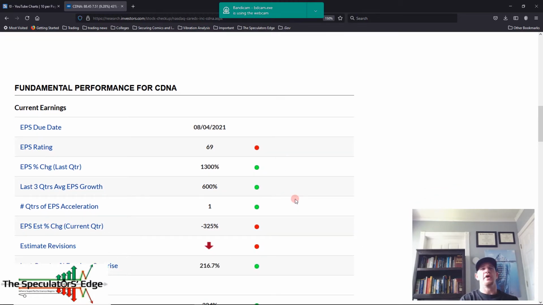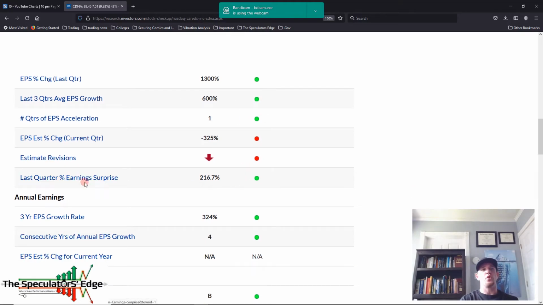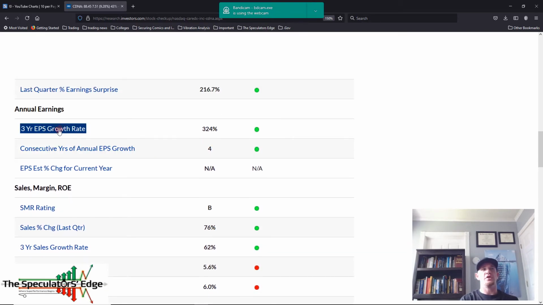Okay, the fundamentals of this stock are actually really good. The earnings per share percent change last quarter was 1,300%, massive percent change. Not only that, the last 3 quarters average earnings per share growth is 600%, which is awesome. This is something that we want to see. This is great news right here. And not only that, the last quarter percent earnings surprise was 216%. So the 3 years earning per share growth rate has been 324% with 4 years of annual earnings per share growth rate. Okay, this is excellent.